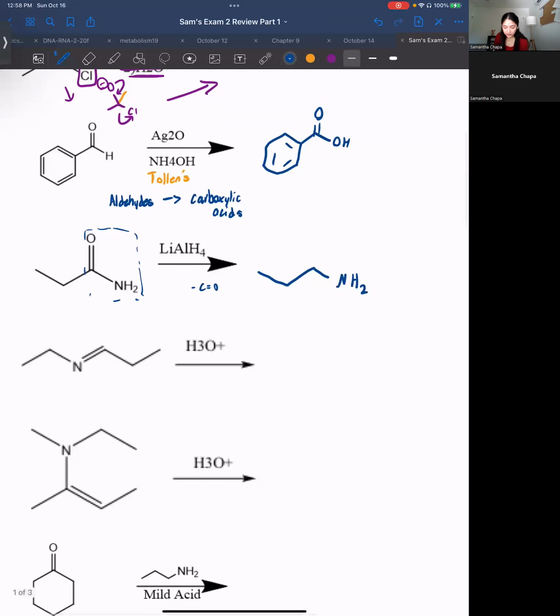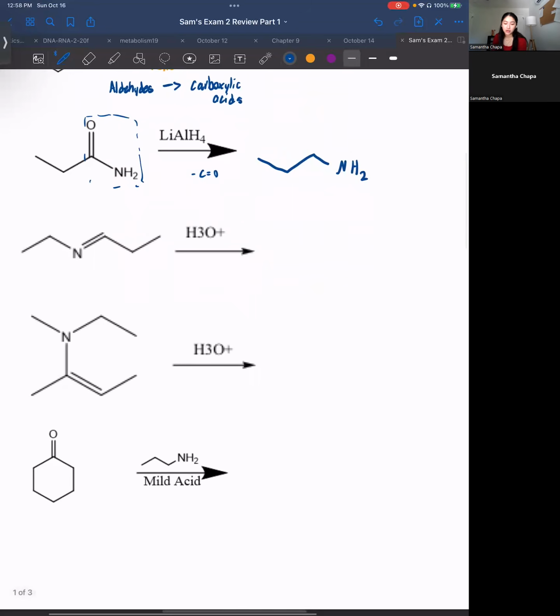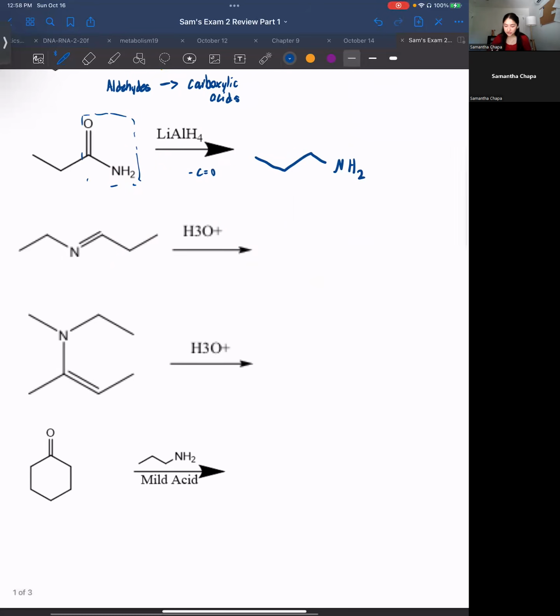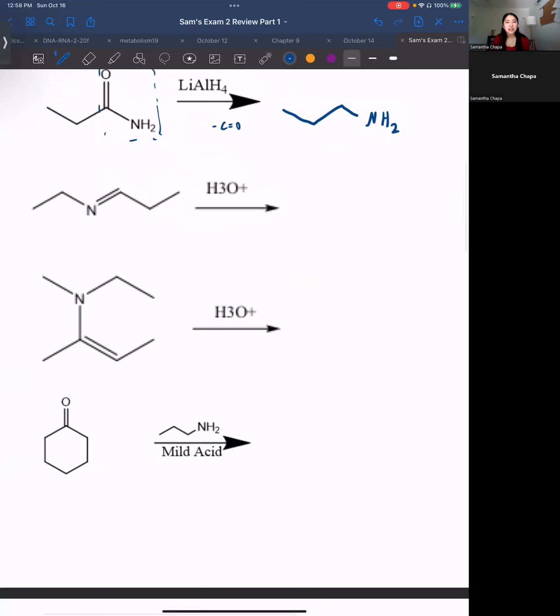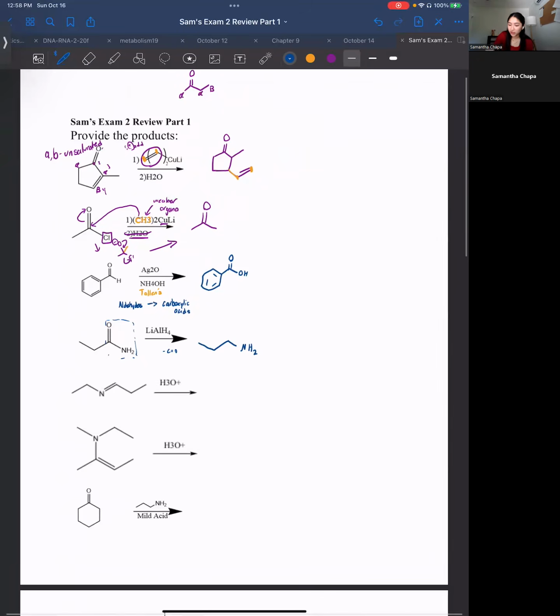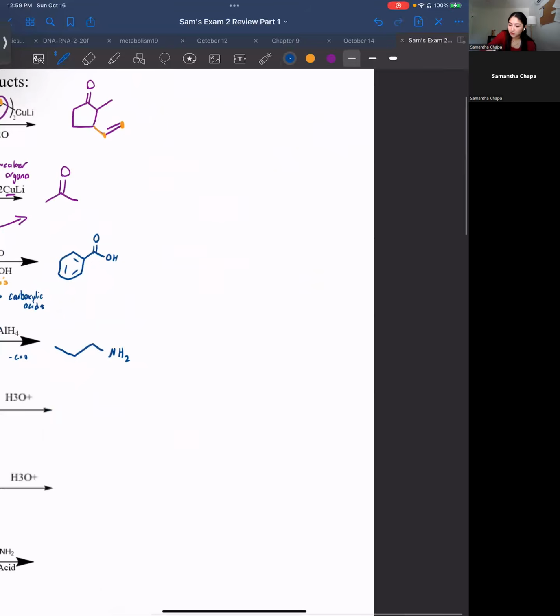All right. So this next one, something that helped me when I was looking at a lot of these questions, because look at these next three questions. It's just these three. They're with my amines and enamines. So what helped me was knowing the chart, like what creates what. So let me go over here.